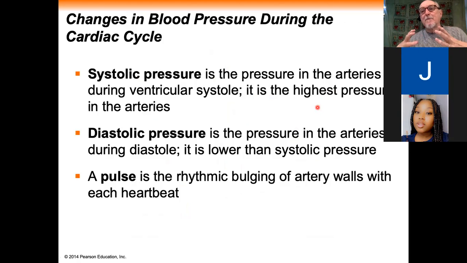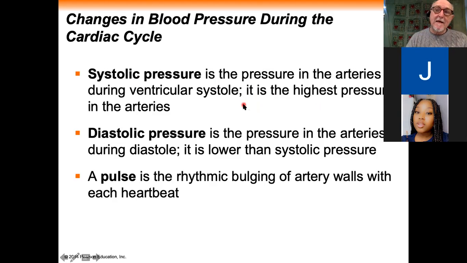And the increase in pressure is due to the systolic beat of the ventricles. The ventricles contract, pressure rises throughout the arterial system, and we can feel that as our pulse. But we can also measure it, and we measure that as the systolic pressure.